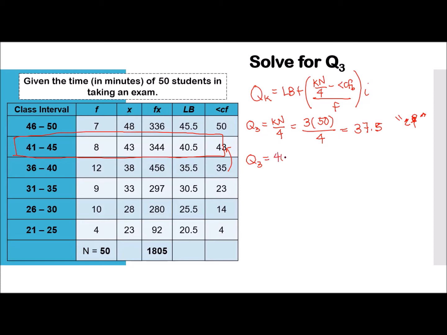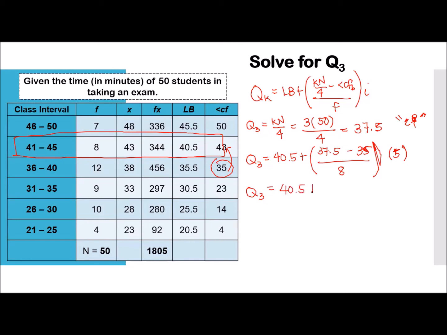Ano ang lower bound? 40.5, plus ang quartile class natin ay 37.5. Cumulative frequency below, nasa baba, we will have 35. All over the frequency, we will have 8. And then ang interval natin ay 5. Okay? So, encode lang natin sa calculator.